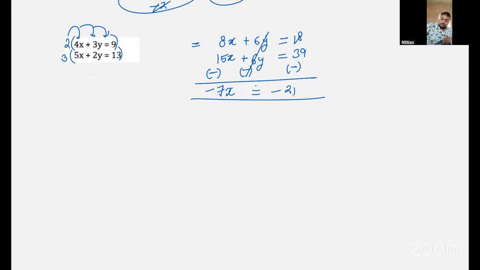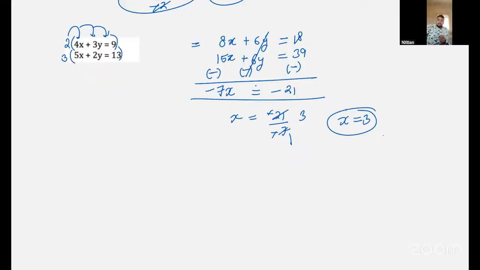So what will it become now? Finally, it will be x equals minus 21 divided by minus 7. Very good. So now what will it become? Minus and minus cancel, and 7 times 3 is 21. So x equals 3. Got it? Yes, sir, I got it, sir.